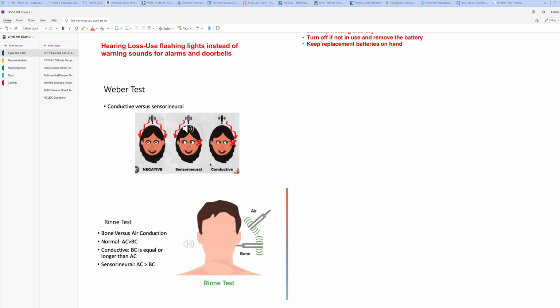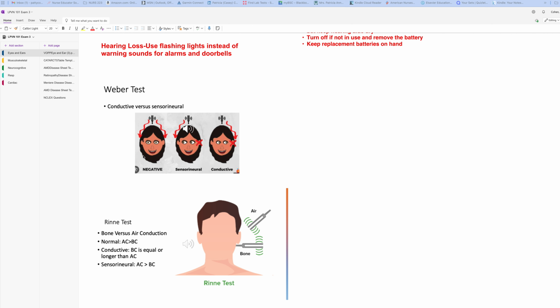And so with conductive hearing loss, in the Weber test, the way I remember where you put the tuning fork, okay, you put it on the top of the head, and I just remember the W in Weber is the same as a weather vane. Okay, you put it on the top of the head. And if they have conductive hearing loss, hearing is going to lateralize to the affected ear. And then with sensorineural, it's the non-affected ear. Okay, and then negative means they hear it the same in both ears.